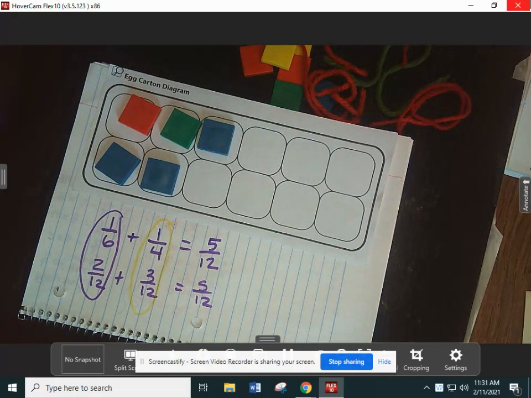Remember, fractions are equivalent when they take up the same amount of space. They just may be divided up differently. They take up the same amount of space. I want you to look at the rest of our workbook now.